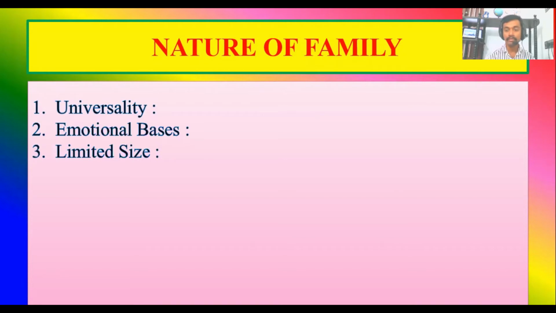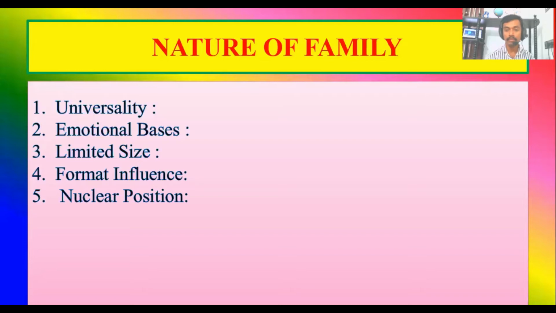Then limited in size. Size means the number of members in the family is less than other social institutions. Then formal influences. Every activity in the family has been formalized, which means relationships are defined. For example, relationship between the husband and wife, parents and children. Then role of father, role of mother, parents, etc.